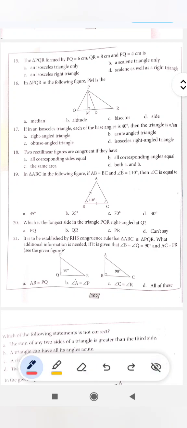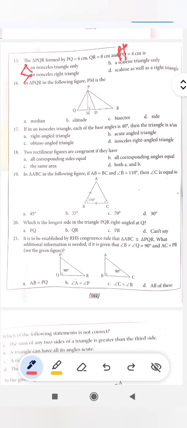The triangle PQR formed, PQ is equal to 6 cm, QR is equal to 8 cm and PQ is equal to 4 cm, is dash an isosceles triangle only. First of all, it should be RP, not PQ, that is wrong. If it is an isosceles triangle, two sides should be equal, but here all three sides are different. So it is not an isosceles triangle from any angle. So option A, option C is cancelled out.